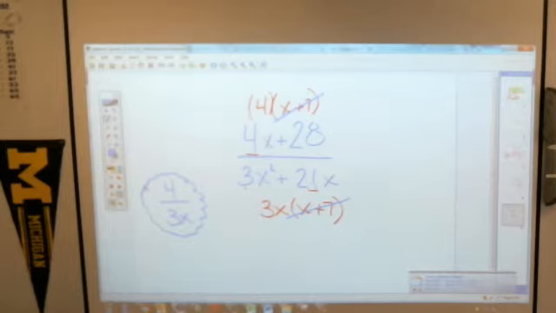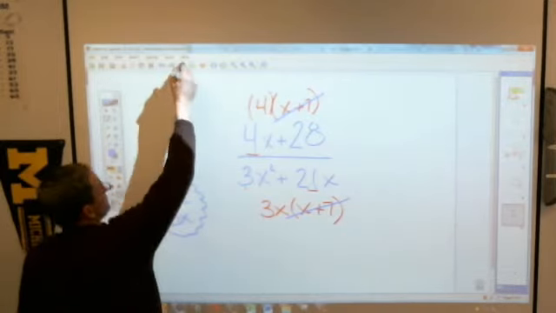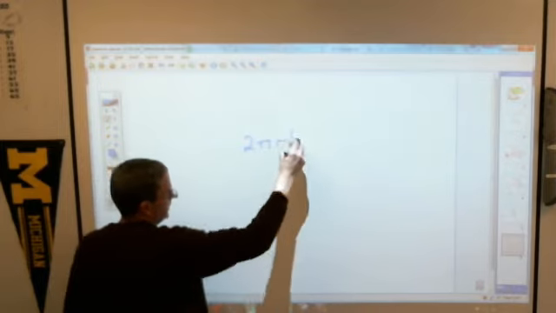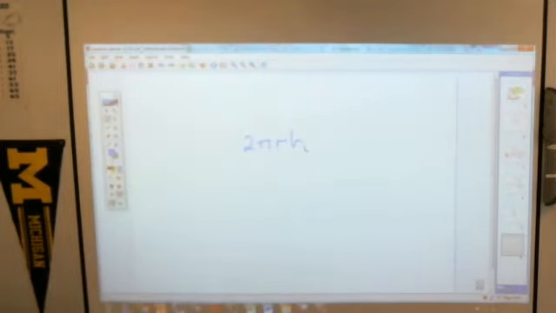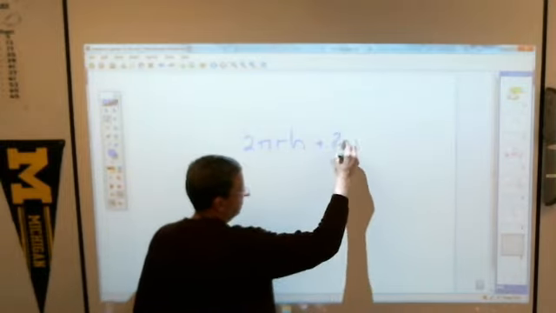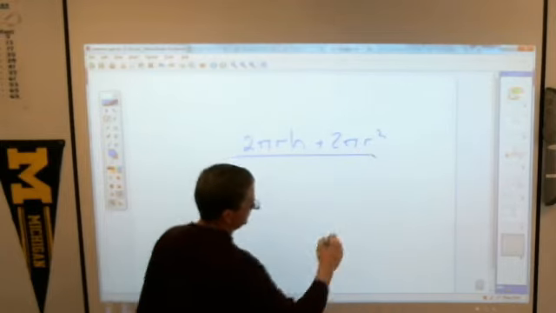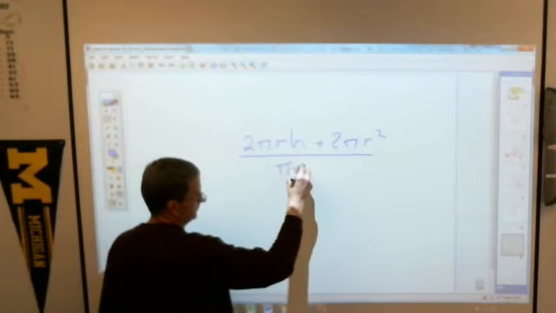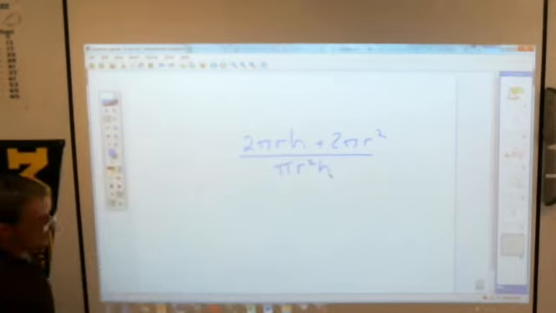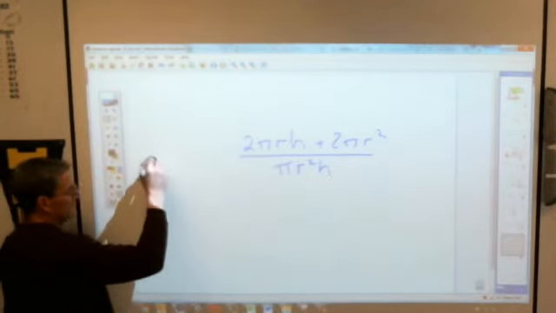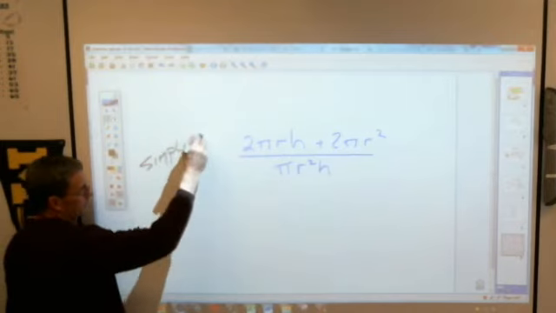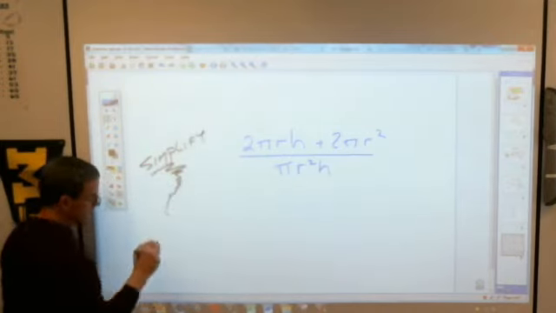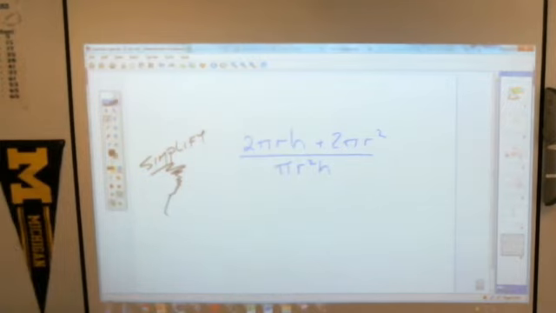All right, I'll give you one more. If you're looking in the book, page 272, letter G: 2 pi r h plus 2 pi r squared over pi r squared h. The directions again would say simplify. What can you simplify there?